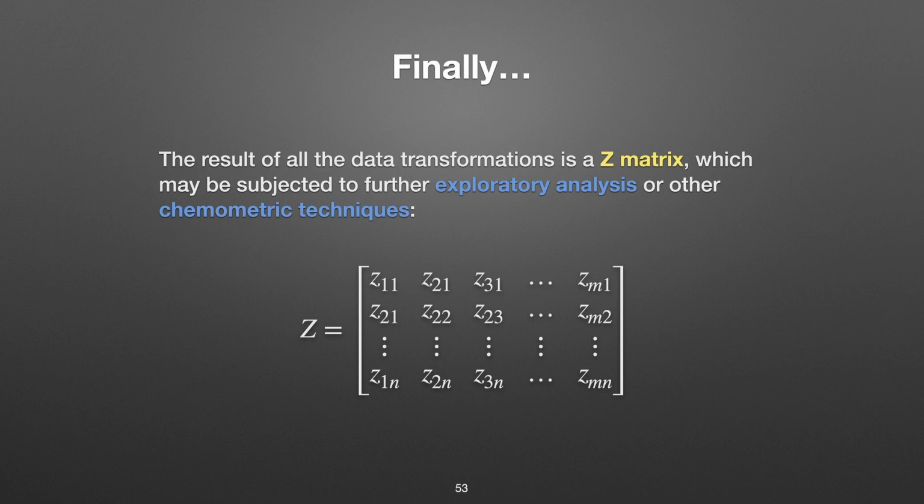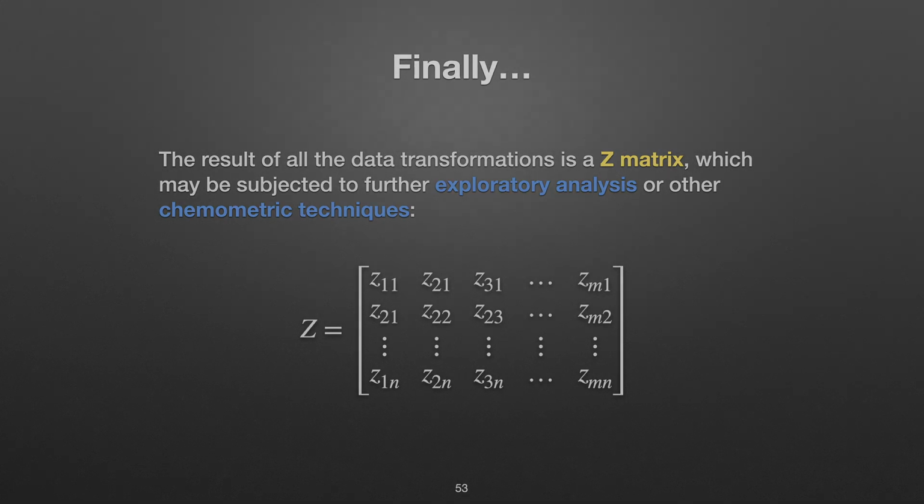And here we reach the final slide of this lecture. After all the transformations, the result is a Z matrix, which can then be subjected to further exploratory analysis or other chemometric techniques. So that is the overall logic of the lecture. We started with raw data, checked for outliers, transformed variables when necessary, centered and scaled the data, and ended with a processed matrix ready for deeper analysis. In other words, the data are now no longer raw. They are civilized, and that is a very respectable place to end today's story.